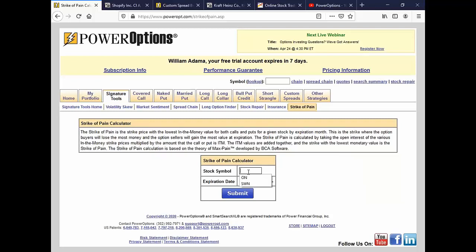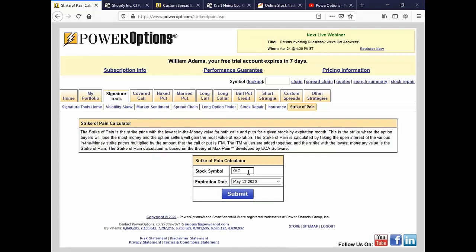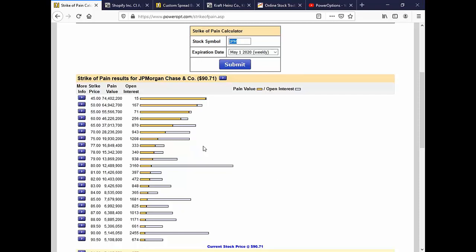Okay, so taking some of our examples, we'll use JPM. And I'll use the May 1st example, so for next week. Let's go ahead and submit this. So what we see here is what would happen if the stock was at 45. Every call option above 45 would expire worthless. So it's looking at the open interest of the calls and puts here. And of course, every put option that's above 45 would be in the money.